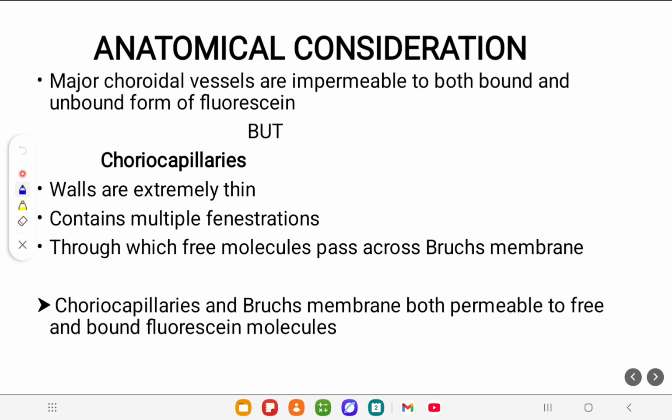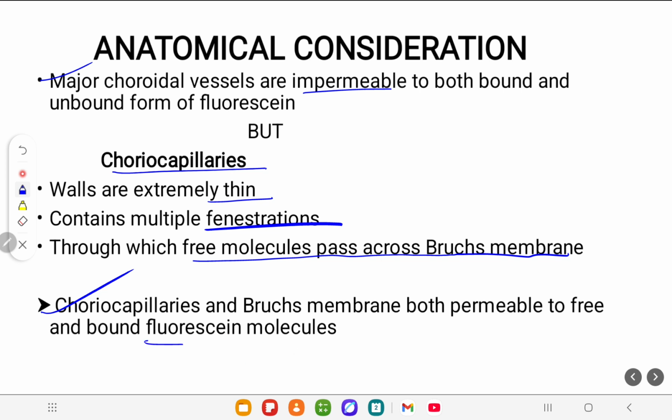So anatomical consideration: the major choroidal vessels are impermeable to both bound and unbound fluorescein. But at the same time, the choriocapillaries, the capillaries of the choroid, have extremely thin walls and contain multiple fenestrations. That's very important, and through them free molecules pass up to Bruch's membrane. So choriocapillaris and Bruch's membrane are both permeable to free and bound fluorescein molecules.